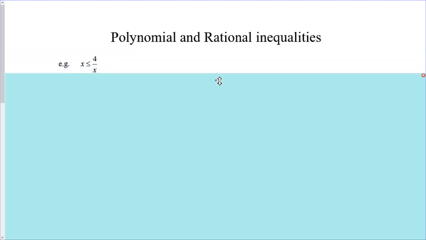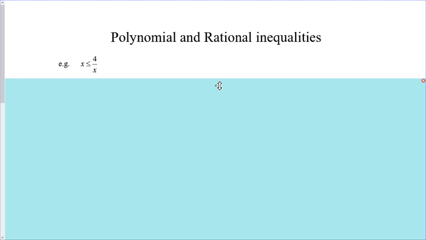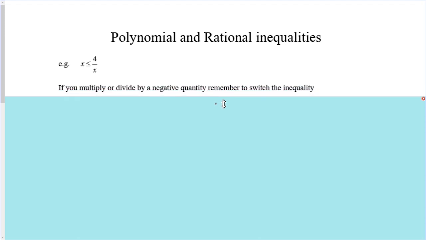So the only non-stats topic that will be examined in this grade 11 AP Maths exam is polynomial and rational inequalities, and we actually tested this in June, so you guys should be totally comfortable with it. But let's just remind ourselves of the kind of issues here. So essentially, an inequality is exactly like an equation, but for one thing. If we multiply or divide by a negative quantity, then we need to remember to switch the inequality sign around.